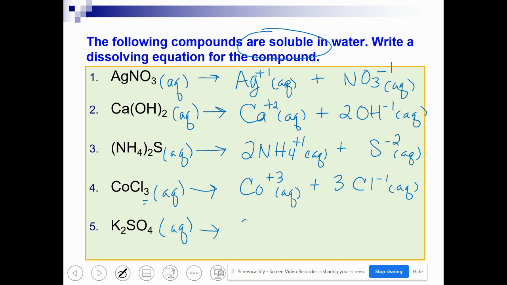For the last one, we're going to get 2 potassiums and 1 sulfate ion. Notice how I included the charge on all the ions and then also indicating that they are aqueous.